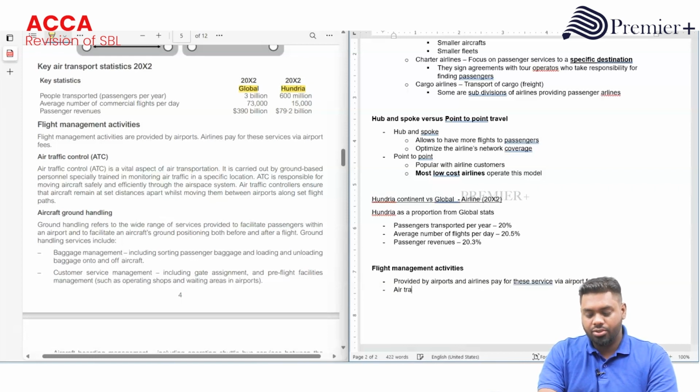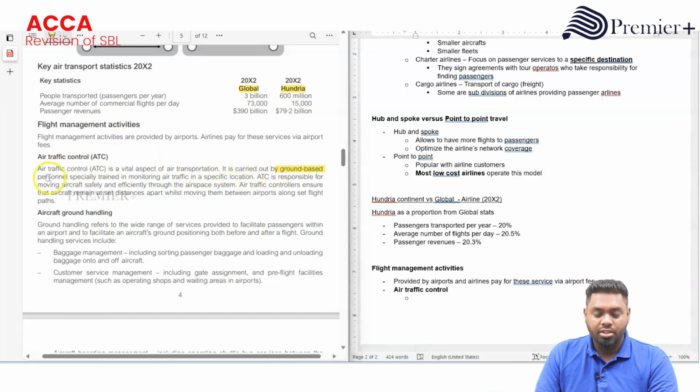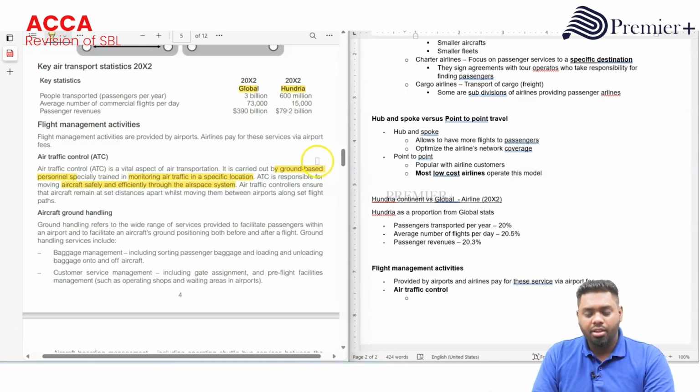We have air traffic control. This is a service provided by the airport itself. Air traffic control is a vital aspect of air transportation. It is carried out by ground-based personnel, specifically trained in monitoring air traffic in a specific location. Air traffic control is responsible for moving aircraft safely and efficiently throughout the airspace system, especially when taking off and landing. Air traffic controllers ensure that aircraft remain at set distances apart whilst moving them between airports along set flight paths. Next, aircraft ground handling.